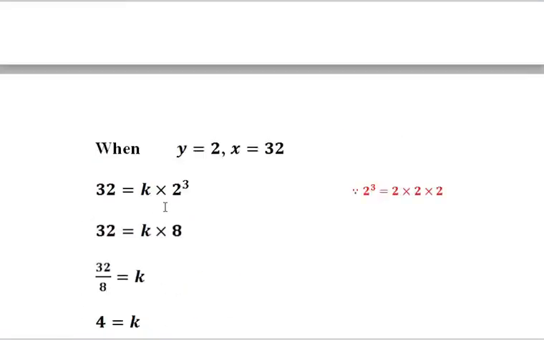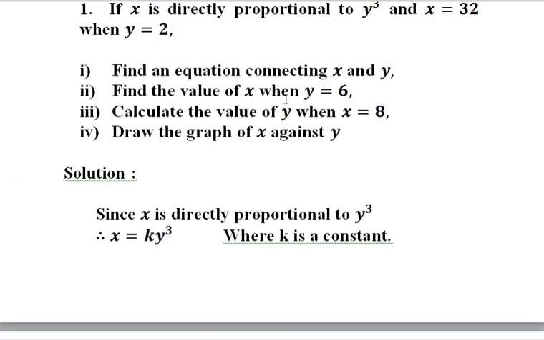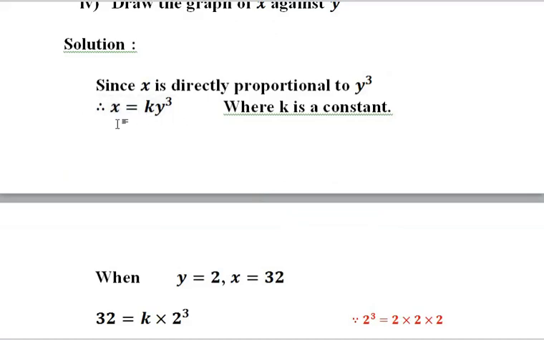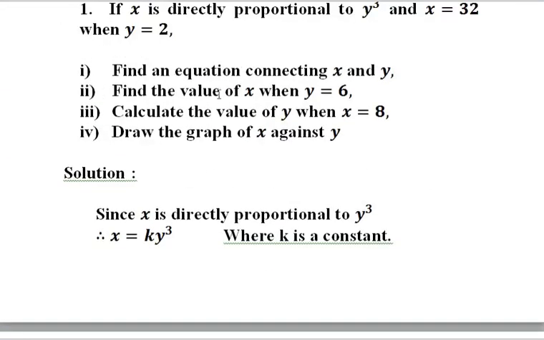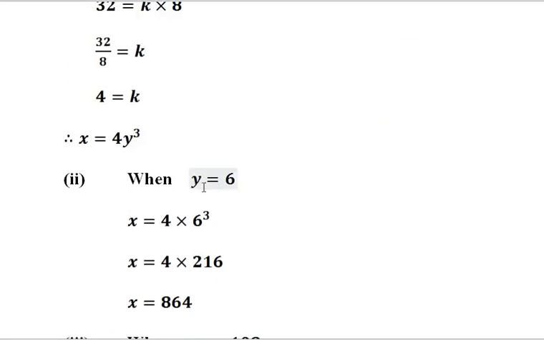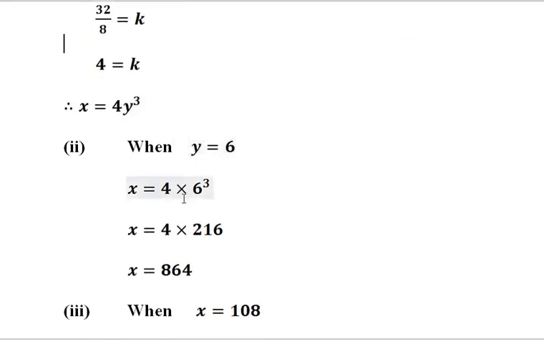Now second part from the question is to find the value of x when variable y equals 6. So I'm going to use this equation again, x equals ky cube, and I will substitute y equals 6, which is given in the statement of the question, and k equals 4, which we have found. So this equation becomes x equals 4, which is the value of k, multiplied by 6, which is the value of y, since we have y cube.